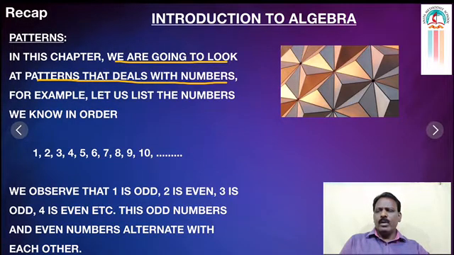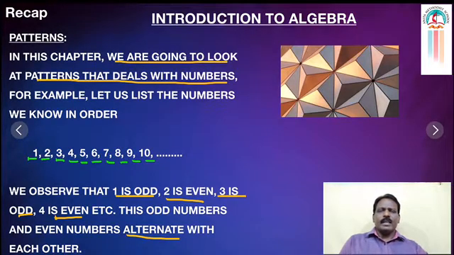For example, let us list the numbers we know in order. 1, 2, 3, 4, 5, 6, 7, 8, 9, 10 and so on. We observe that 1 is odd, 2 is even, 3 is odd, 4 is even, etc. These odd numbers and even numbers alternate with each other.